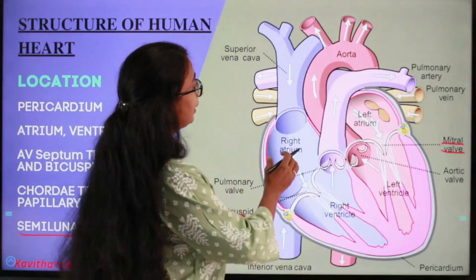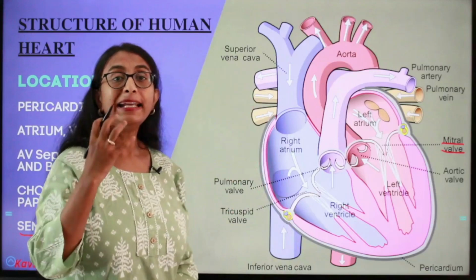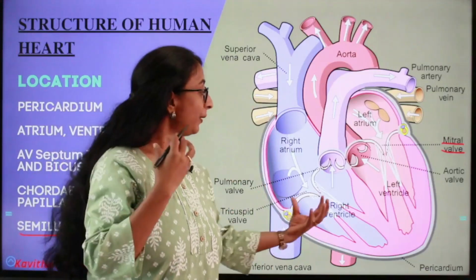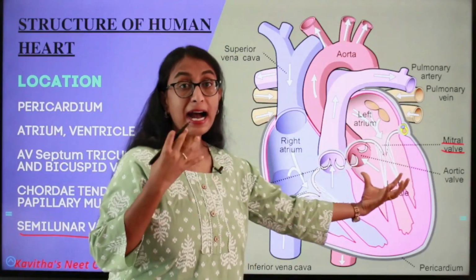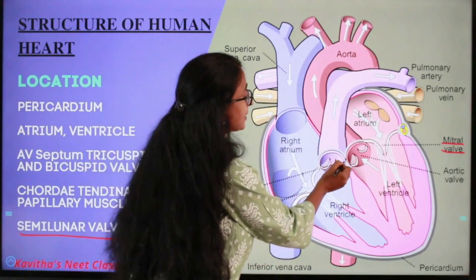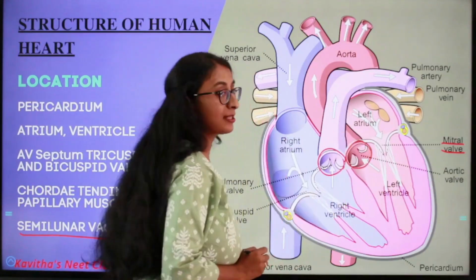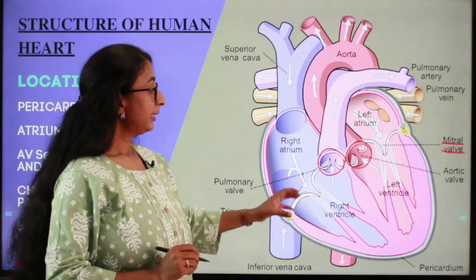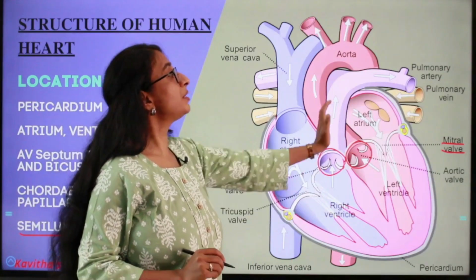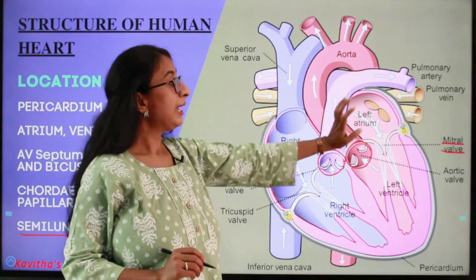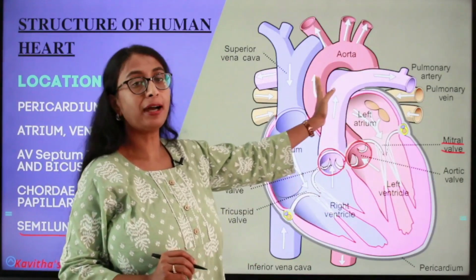Here you can see the pulmonary artery and this is the aorta. The openings of the pulmonary artery and the aorta in the heart are guarded by semilunar valves or half moon shaped valves. Here you can see from the right ventricle, deoxygenated blood is pumped into the pulmonary artery, isn't it? Similarly, from the left ventricle, oxygenated blood is pumped into the aorta.